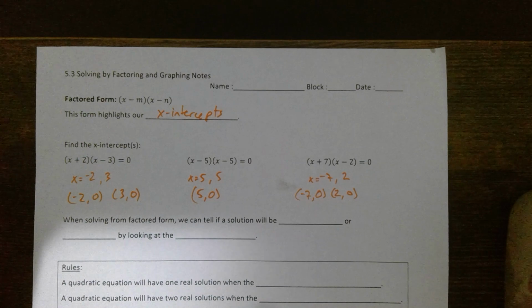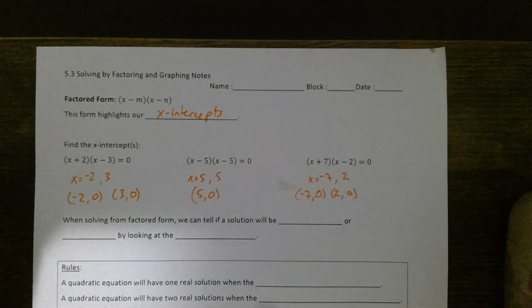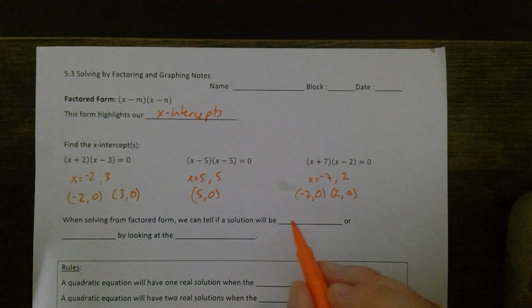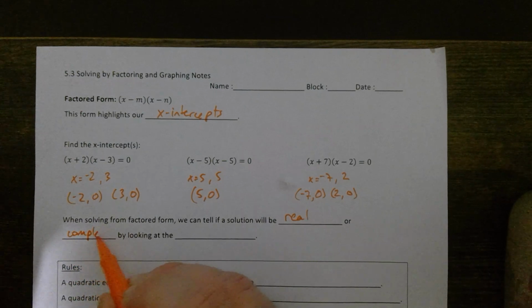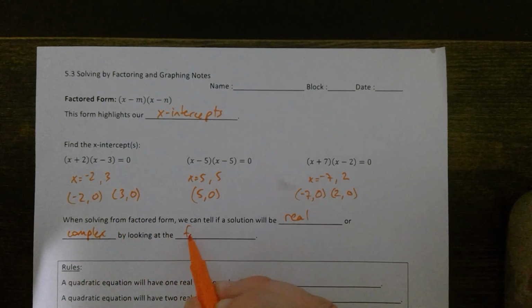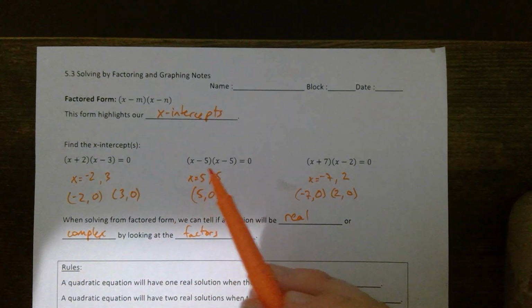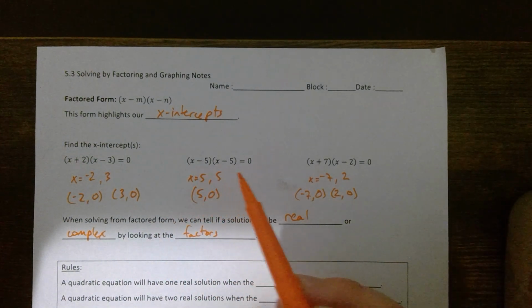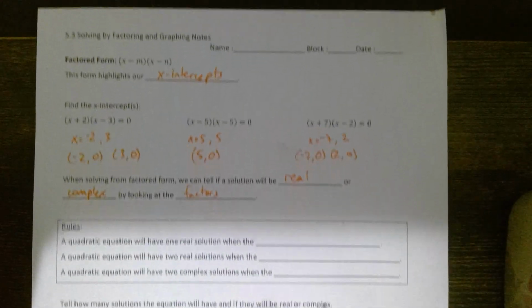Now, when we're solving from factored form, so we're already in this form here, it's x minus m times x minus n, those two groups, we can identify if a solution will be real or complex by looking at the factors. And just a reminder, our factors are these two groups. So we've got x minus 5 and x minus 5. Those are two factors. x plus 7 and x minus 2 are two factors as well.